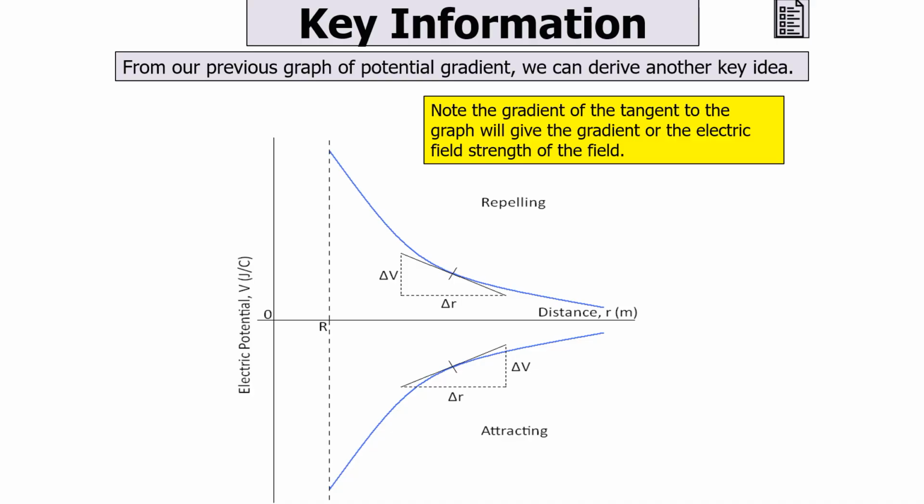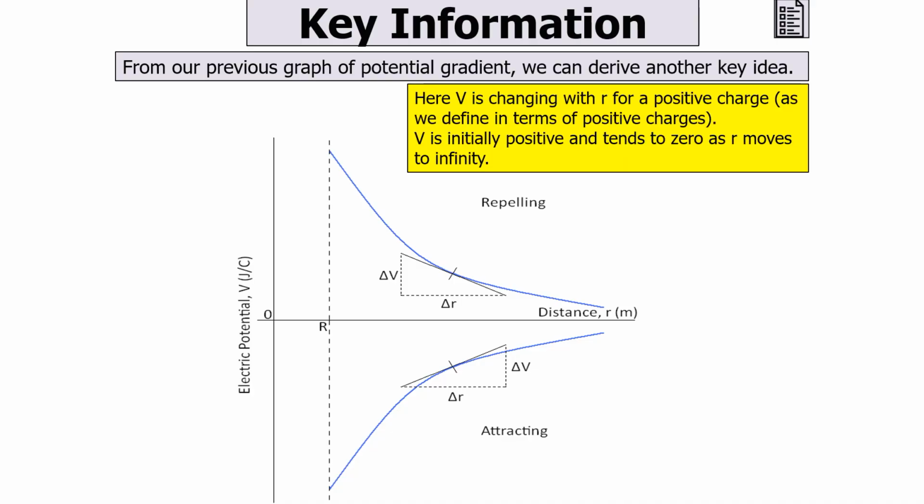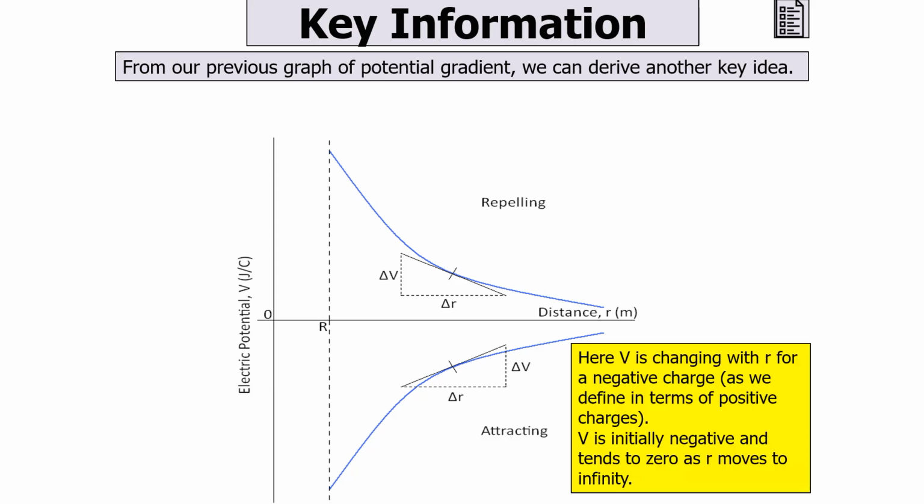Now do note that the gradient of the tangent to the graph will be the gradient or the electrical field strength of the field. So here V is changing with R for a positive charge as we define the field in terms of positive charges. V is initially positive and tends to 0 as R moves to infinity. Whilst here, V is changing with R for a negative charge. Again, now we're defining it in terms of positive charges, we must have a negative value for a negative charge. V is initially negative and tends to 0 as R moves to infinity.